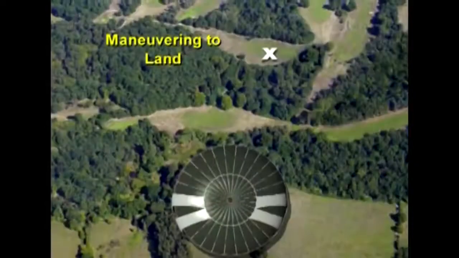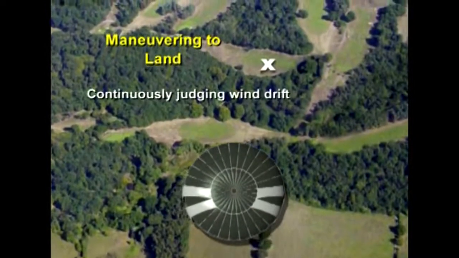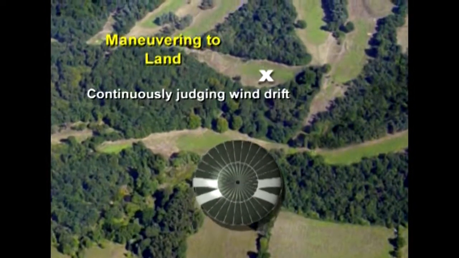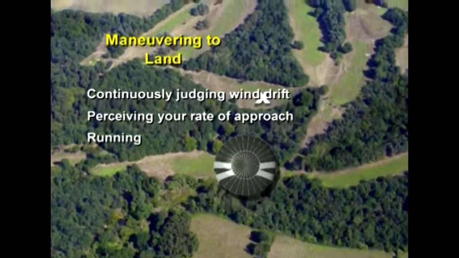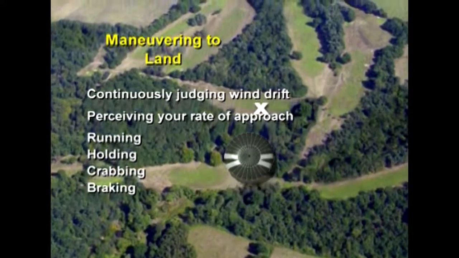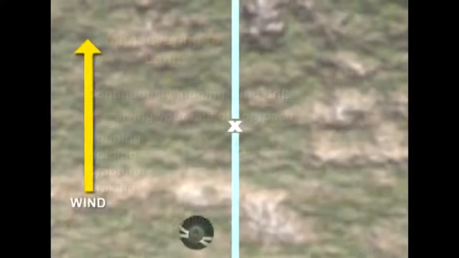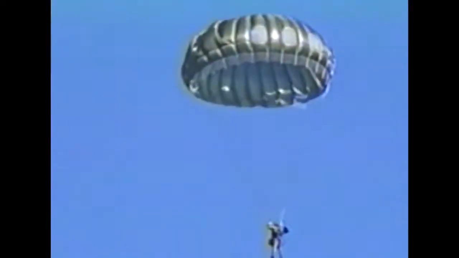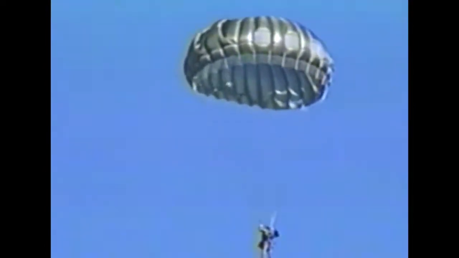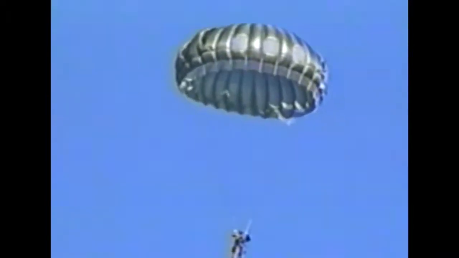During a parachute descent, you evaluate drift continuously, all the way to the ground, but your initial drift check gets you started on the right foot. Maneuvering a canopy to land is a matter of continuously judging wind drift, perceiving your rate of approach to the landing area, and then running, holding, crabbing, or braking as necessary to land in the drop zone. Remember to do your maneuvering close to the wind line. Throughout your descent, use the same techniques used for your initial drift evaluation to continuously re-evaluate wind conditions.